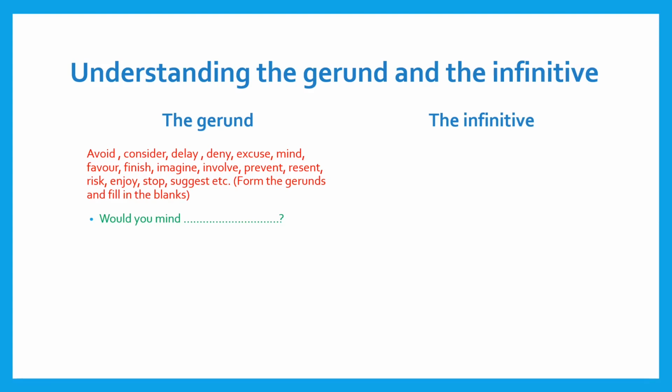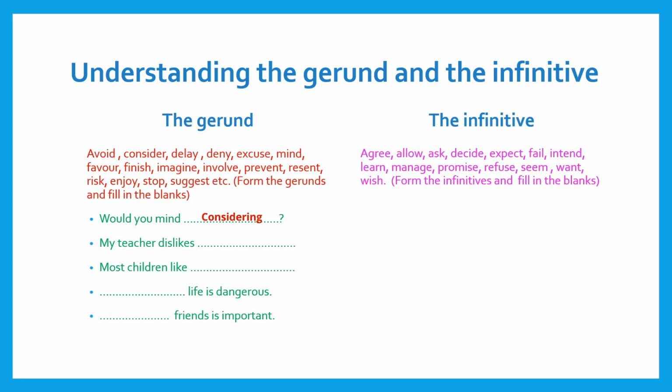For example, the gerund. Would you mind dash? So if you consider the above words which are there in the verb form, can you make a gerund out of those words or the verbs? So the answer can be, would you mind considering? Considering can become your gerund. And so also the other examples. Try to fill these examples and make yourselves better understanding.